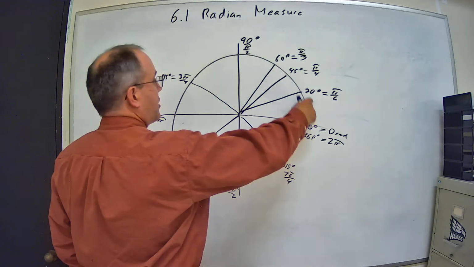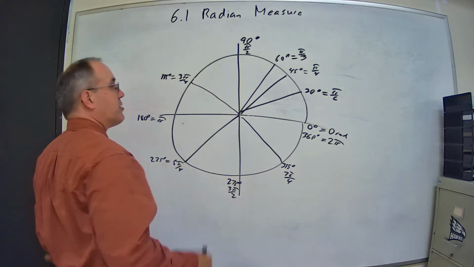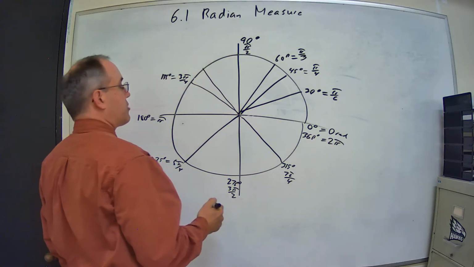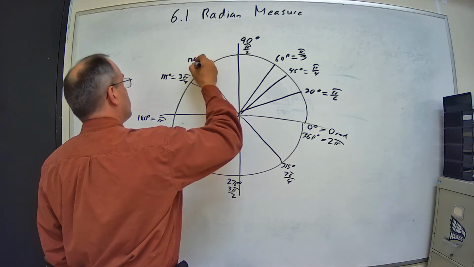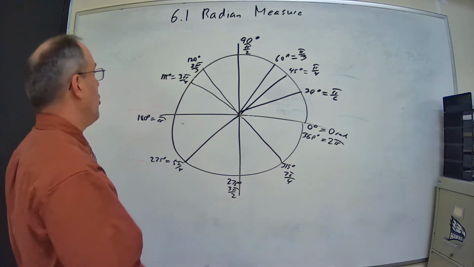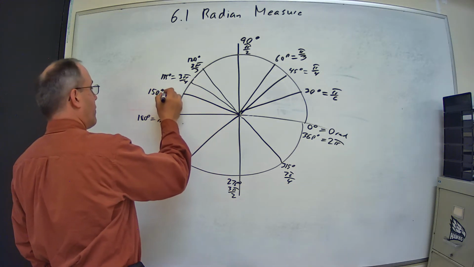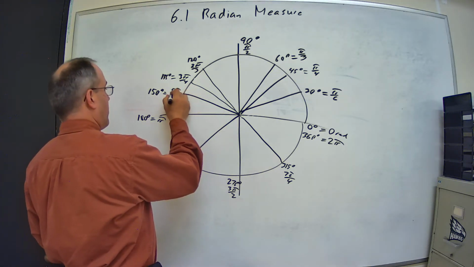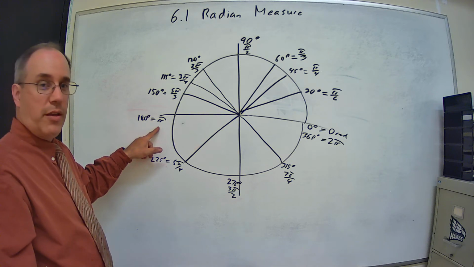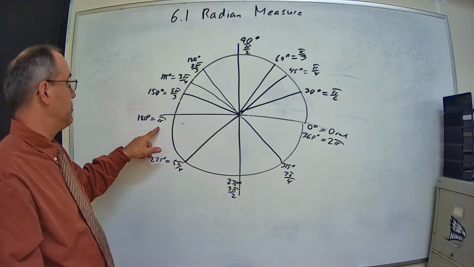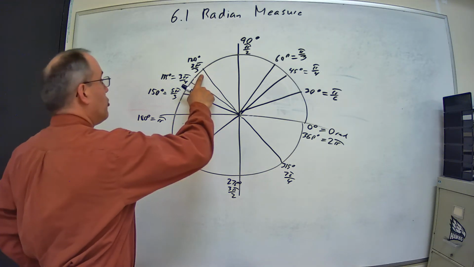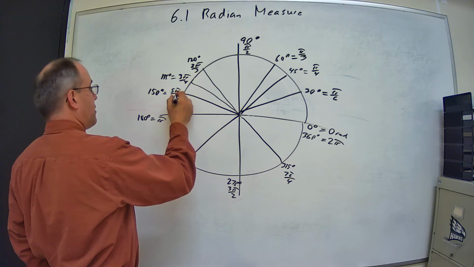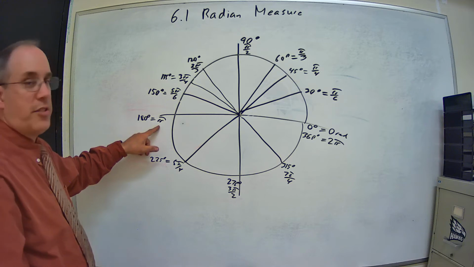So now 30 is pi over 6, 60 is 2 pi over 6, or pi over 3, 90 is 3 pi over 6, or pi over 2, 120 is 4 pi over 6, or 2 pi over 3, 150 is 5 pi over 6, and then 6 pi over 6, which is pi.